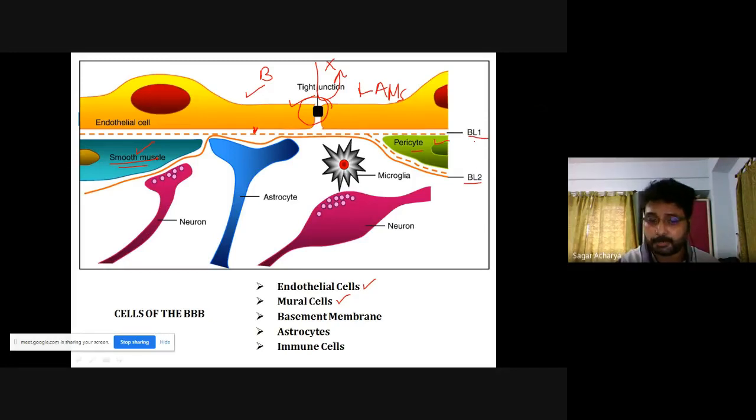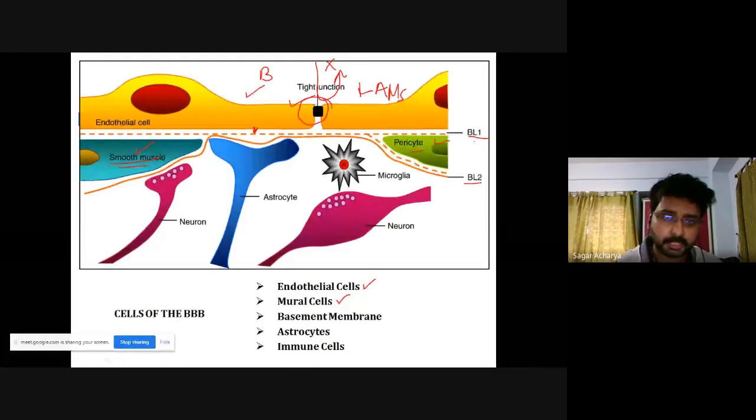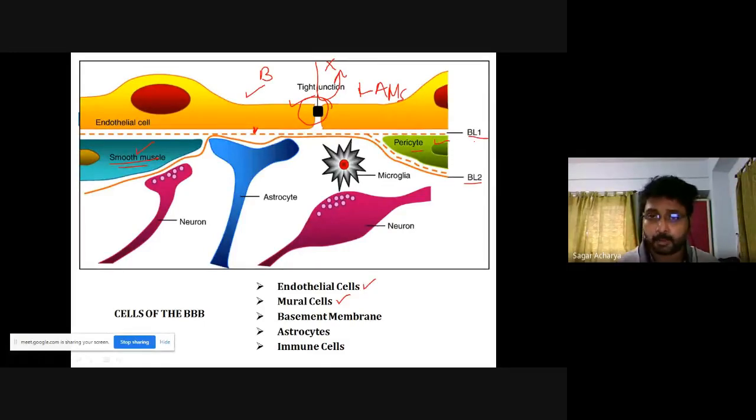That is basement membrane 1 and basement membrane 2. We come into that part actually, that is, what is the basement membrane in this case. Normally we find one basement membrane over which the endothelial cells are lined in other cell types. But here we can find two basement membranes. One is BL1, the inner vascular basement membrane, and the outer one is parenchymal.